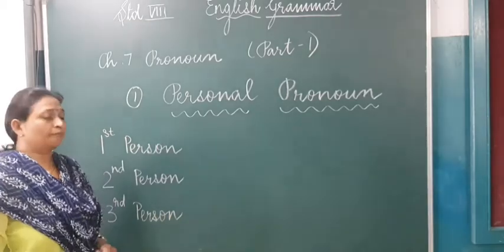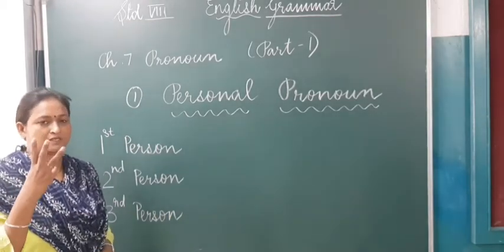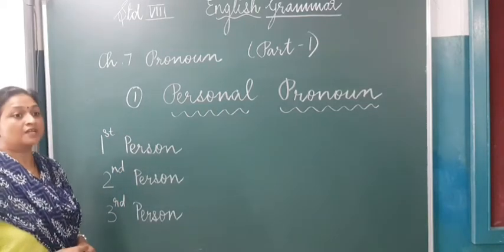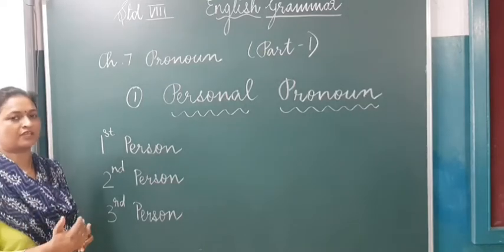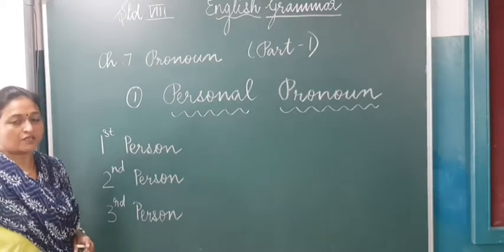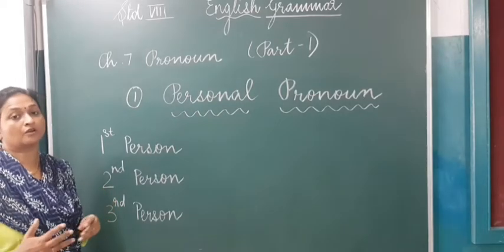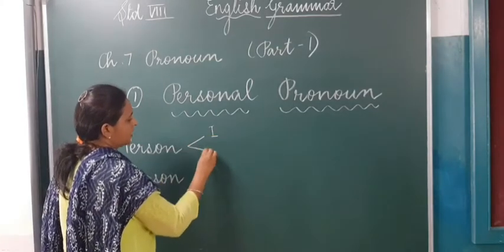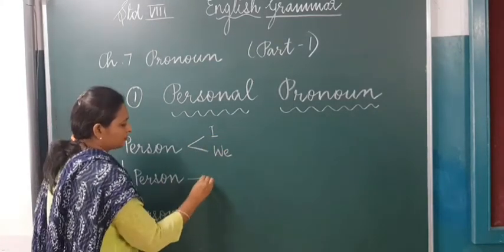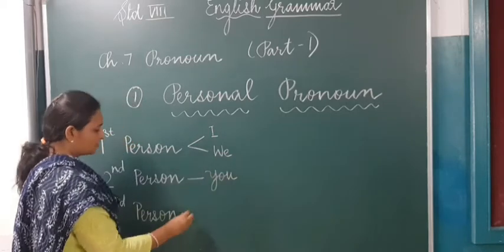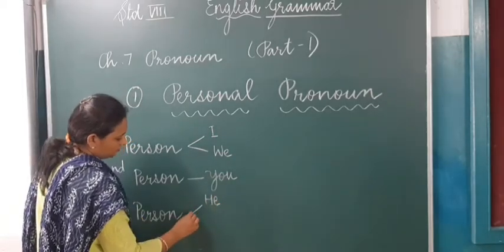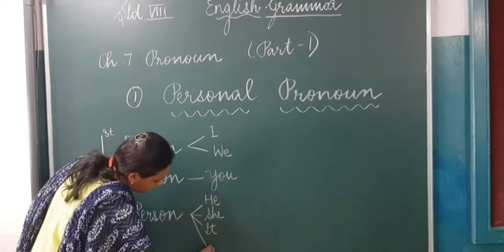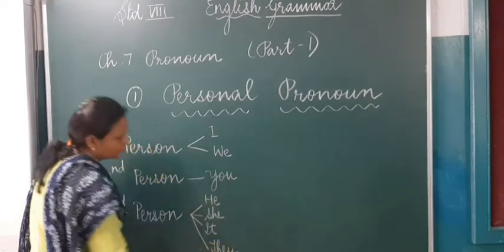Personal pronoun. Personal pronoun comprises 3 persons: first person, second person and third person. Always. See, in every conversation, every communication, we have these 3 persons. So it is a very important aspect of learning your English. So first person is I and we. Second person is you. Third person is he, she, it, and last one they.